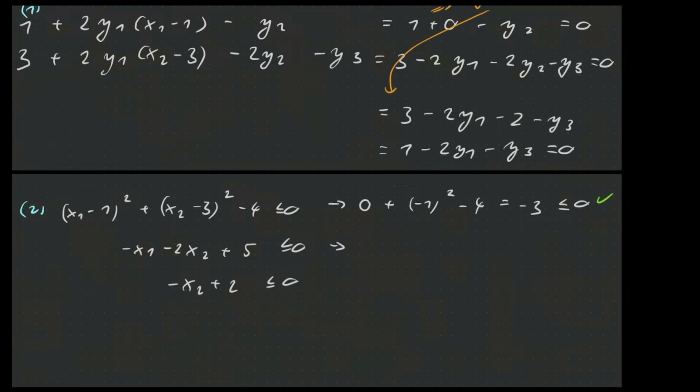Then here we get minus 1 minus 2 times 2, this is minus 4 plus 5. So that's minus 5 plus 5 is 0, and that is less or equal to 0, so that's correct. And here we get minus 2 plus 2, again 0. And again, that is obviously less or equal to 0. Right? So the point x star is feasible.